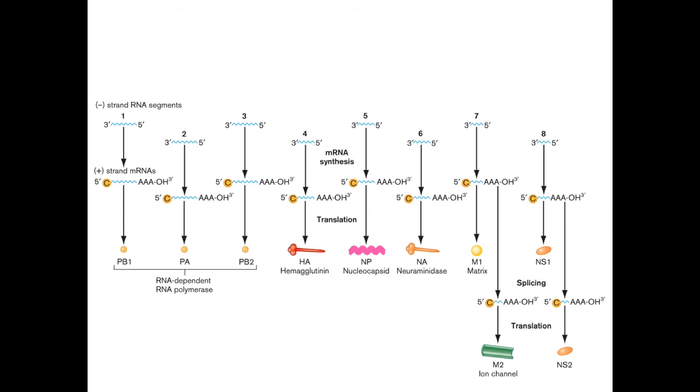But at some frequency, messenger RNA made from segment 7 will be spliced, and an intron will be removed. And so what gets transported out is a different form of the messenger RNA, which creates a completely different protein from the same RNA. So this M2 protein, this is the ion channel, the proton channel, that you'll see why is important. And the same thing with segment 8.